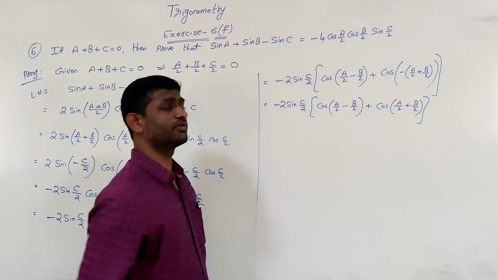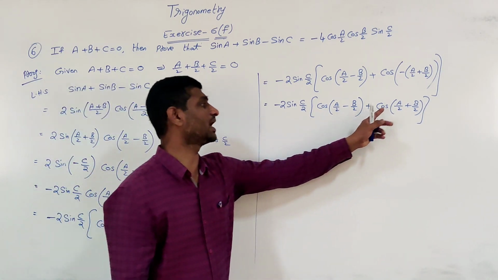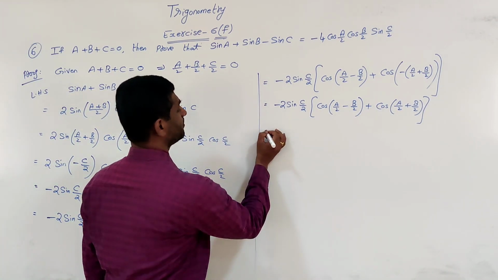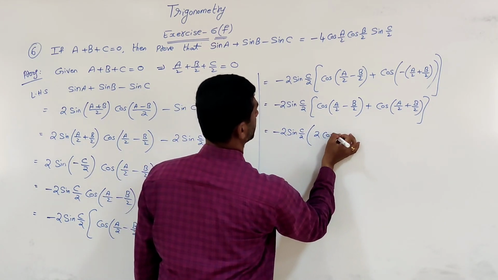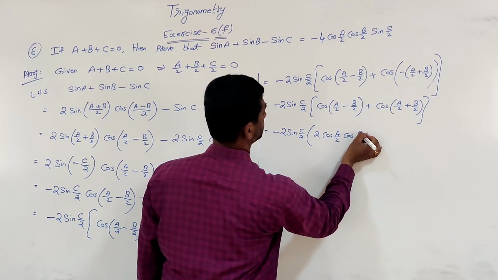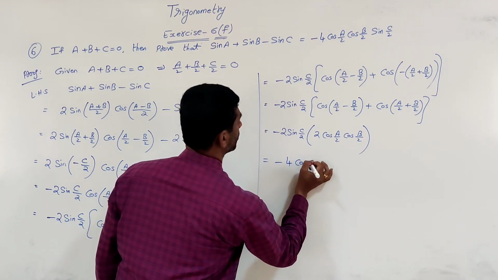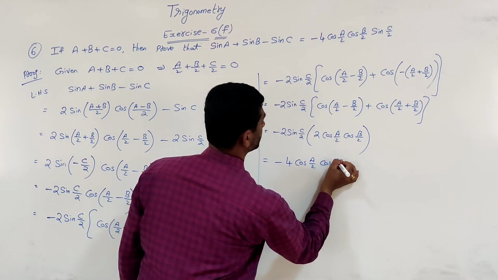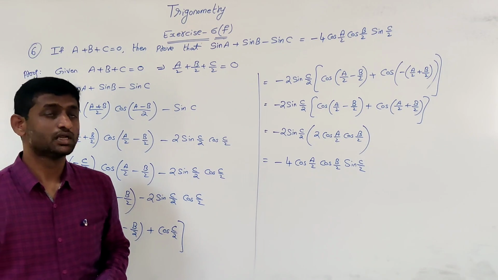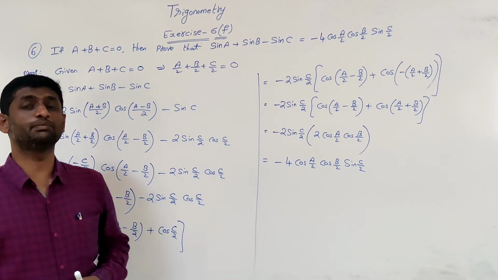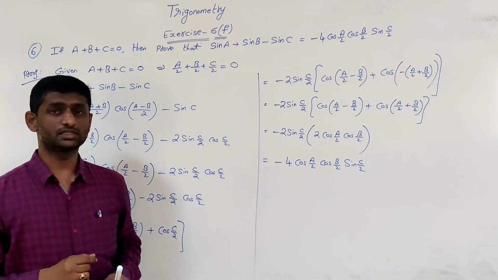Now it is in the form of cos(A+B) plus cos(A−B), which gives 2 cos A cos B, but the angles are half of the angles, A/2 and B/2. So it will be minus 2 sin(C/2) times 2 cos(A/2) cos(B/2). If you simplify, it will be minus 4 cos(A/2) cos(B/2) sin(C/2). So that is the proof for sin A + sin B − sin C, if the condition is that the sum of the three angles is 0 degrees. Next, we'll go for the next problem.